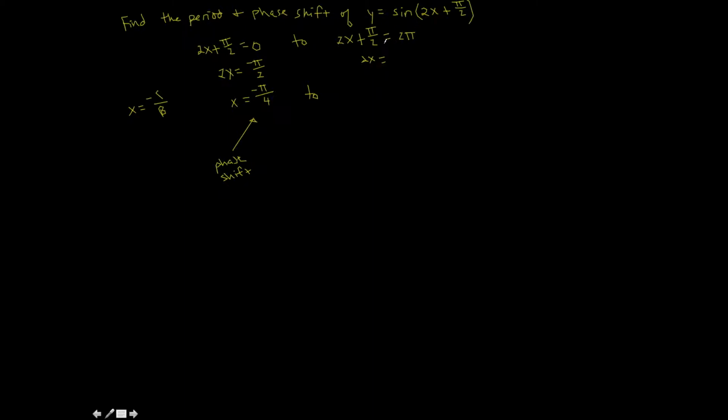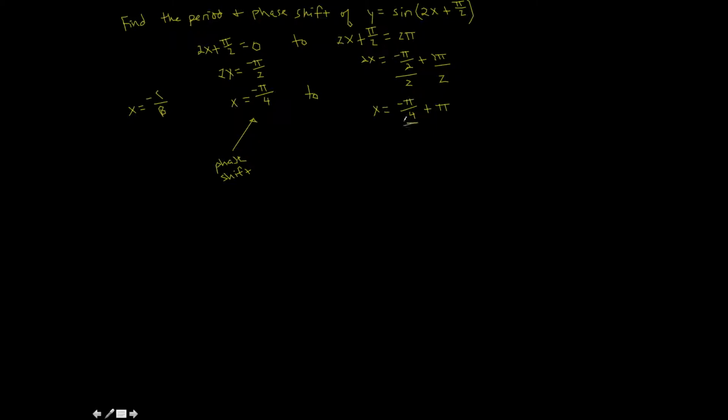Alright, 2x is negative pi over 2 plus 2 pi. Now, I always write the period of 2 pi as the second one. It's just going to help you determine which one's the period and which one's the phase shift a little easier. Divide by 2. Now, it's dividing this by 2, and it's dividing this by 2. So, x equals negative pi over 4, again, plus pi.